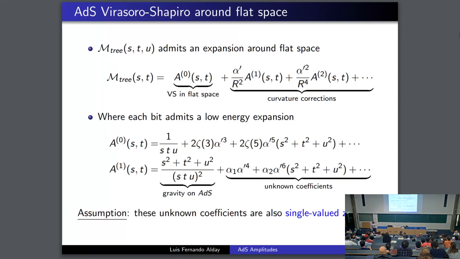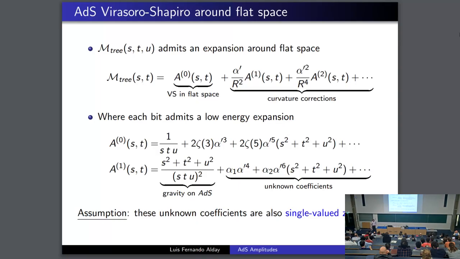The coefficients here for the A0 are the coefficients that we have already learned about, are just the Virasoro-Shapiro amplitude in flat space. And these coefficients are unknown coefficients. I don't know what alpha 1 is, I don't know what alpha 2 is, etc. Okay? And now comes the assumption.